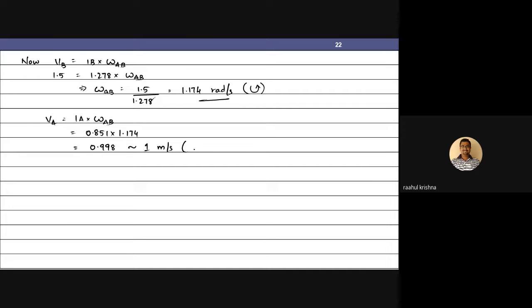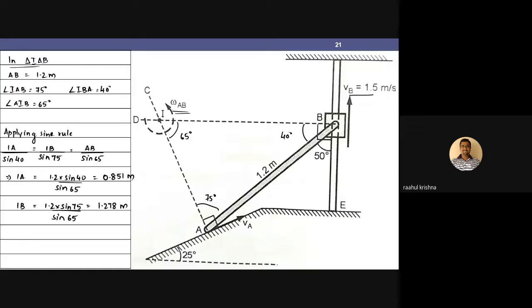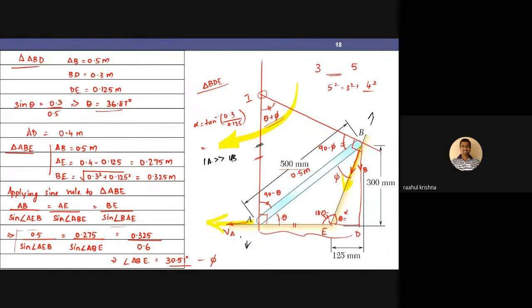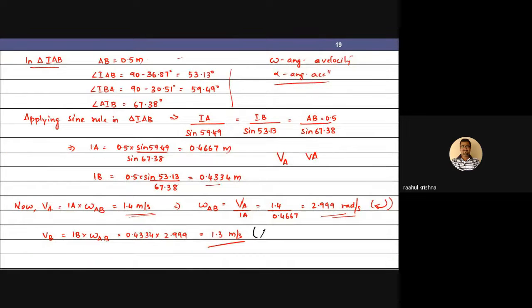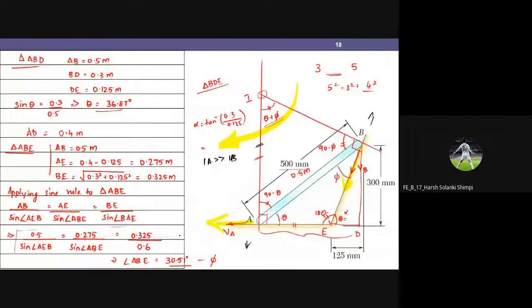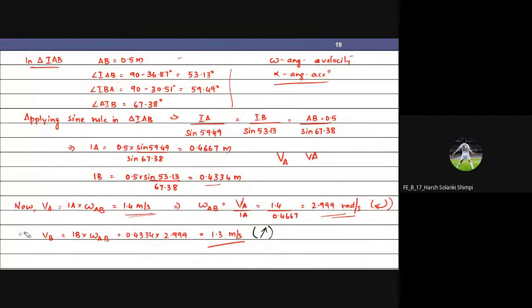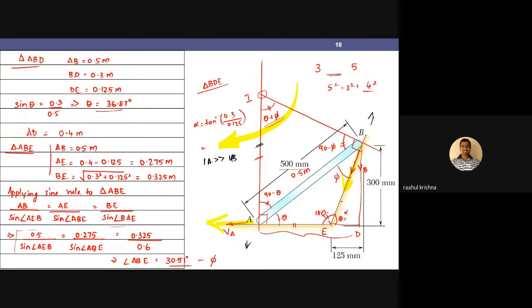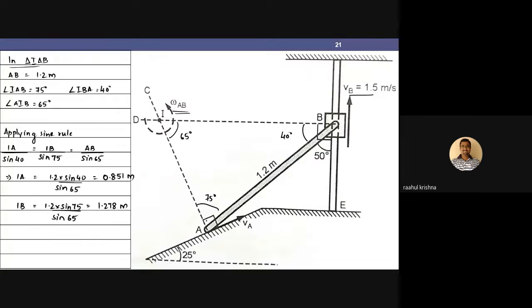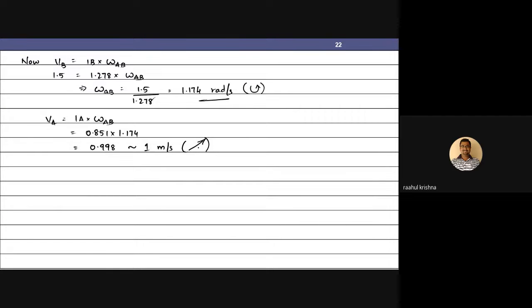Now what is the direction of VA? In the previous problem also, at the end I did not write the direction. I had to write the direction also. The direction was downwards. Sorry for that. Here, my direction of VB is upwards, so automatically VA will also be upwards.